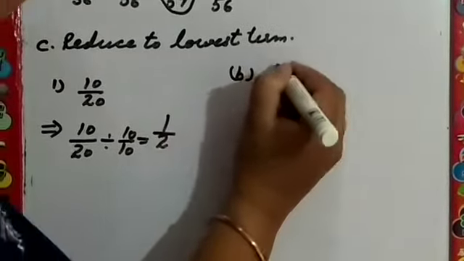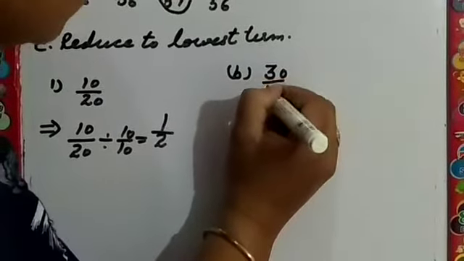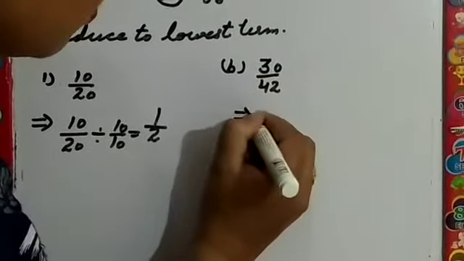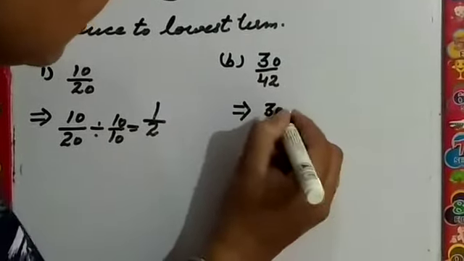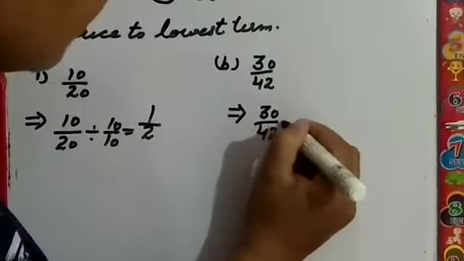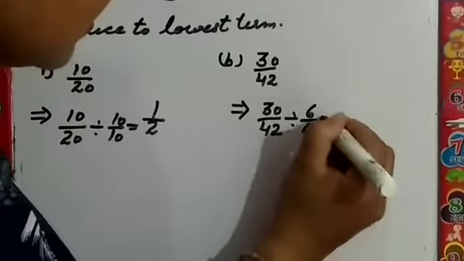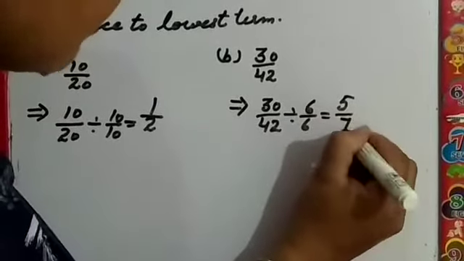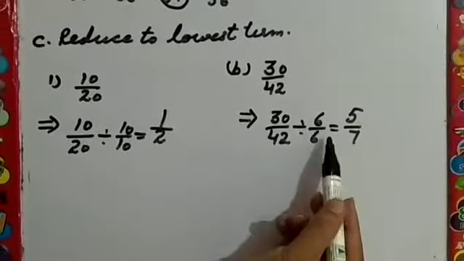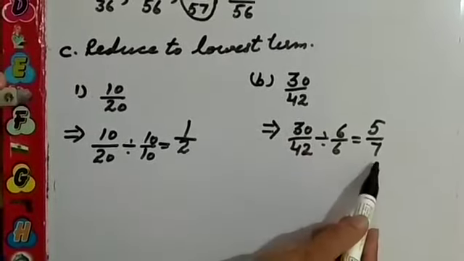Second part is 30 by 42. Now check, beta, the common factor between these. 30 and 42 both are divisible by 6. 6 5s are 30, 6 7s are 42. So the lowest term of 30 by 42 is 5 by 7.